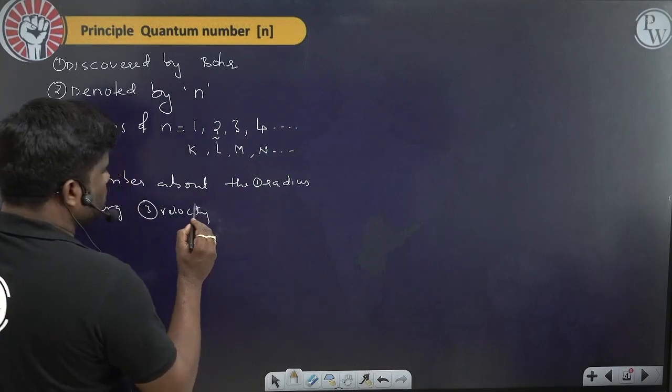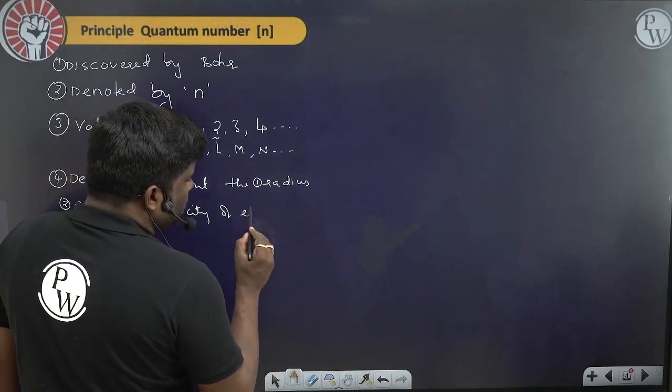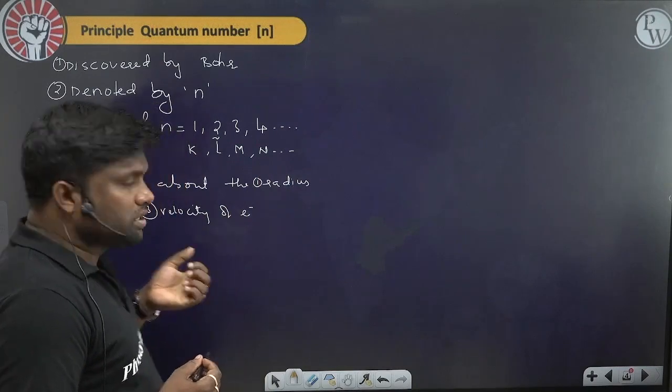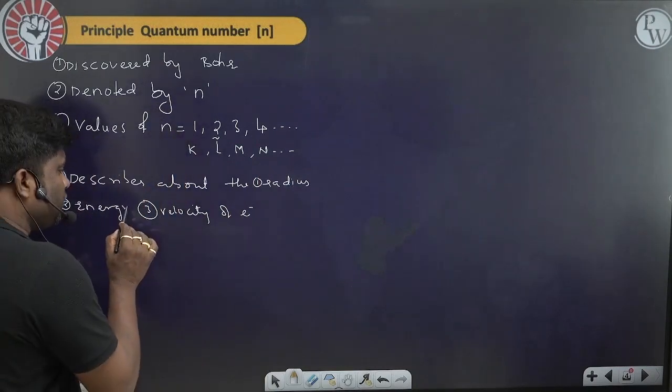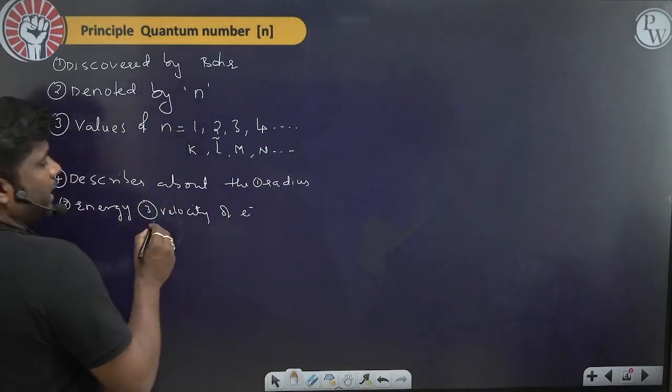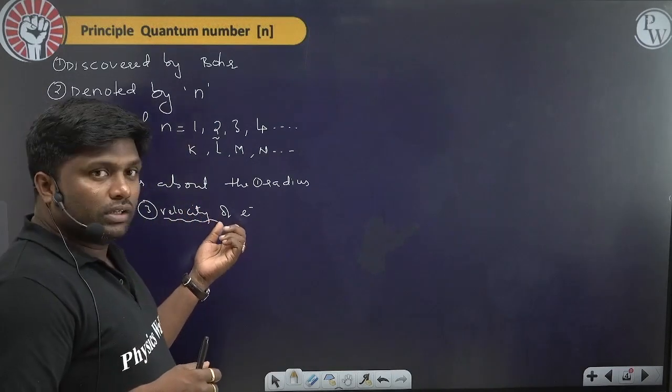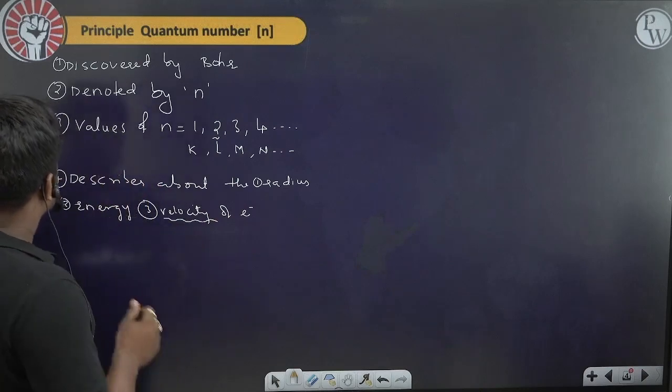It describes the velocity of the electron. It describes the radius of the orbit in which the electron is present. It describes the energy of the orbit in which the electron is present. It describes the orbit and the electron velocity.